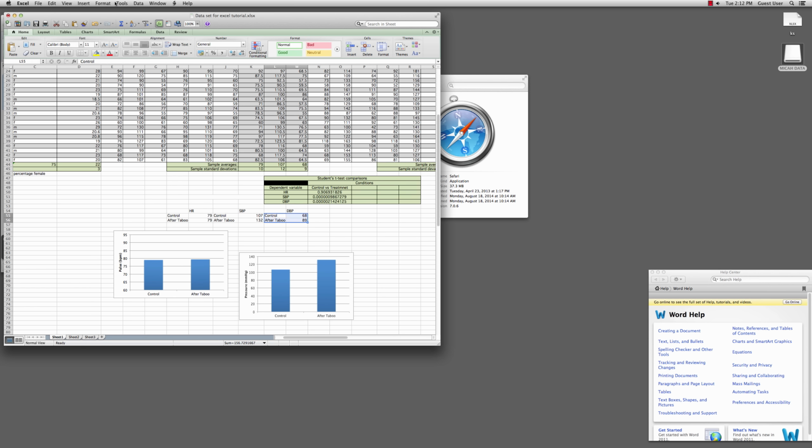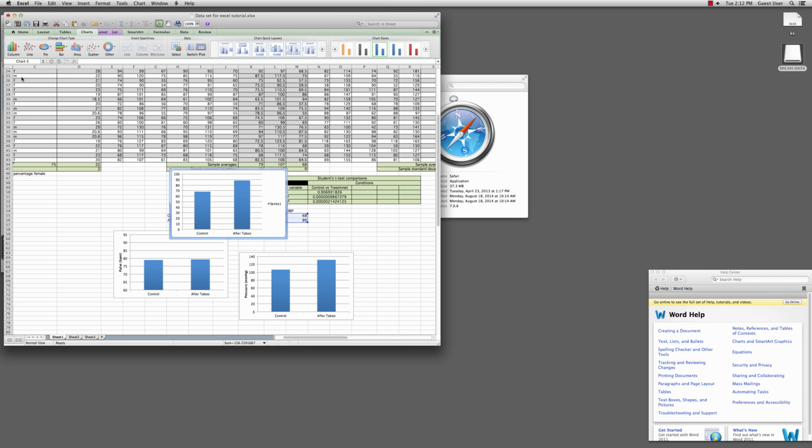Highlight the last ones. Insert chart. Select column. Delete the key. First, do we need to adjust it? We have a nice big one, right?